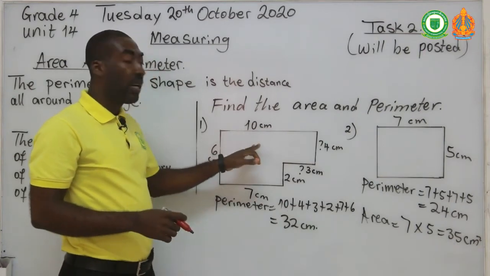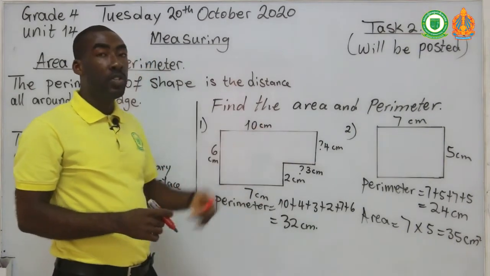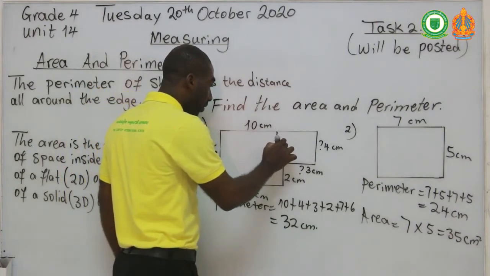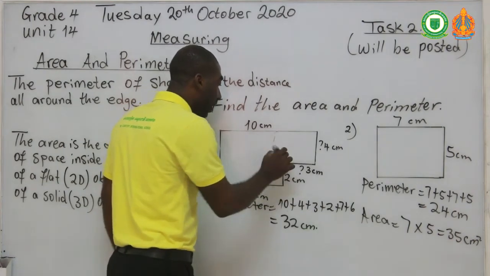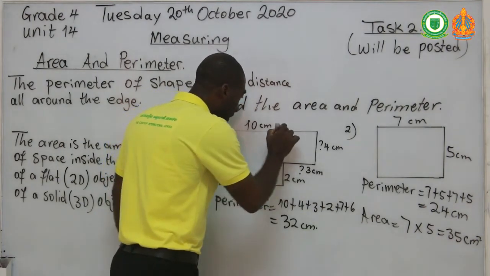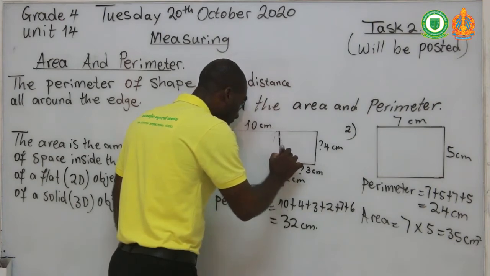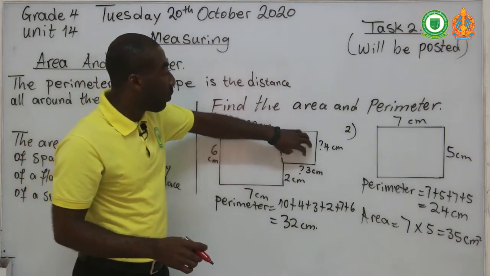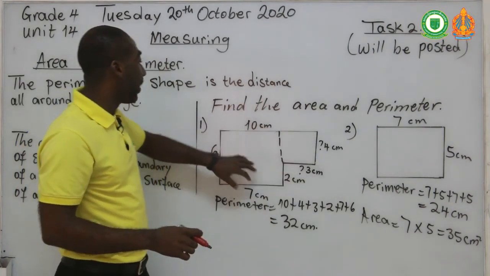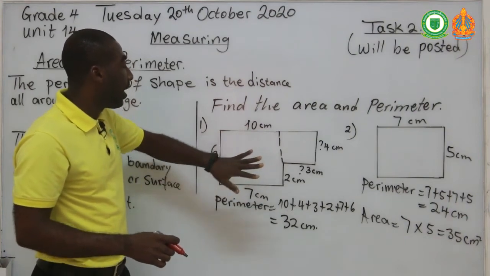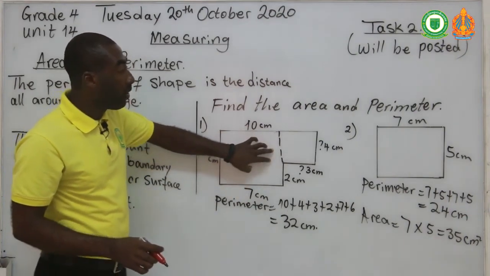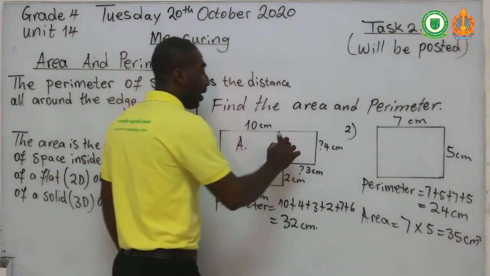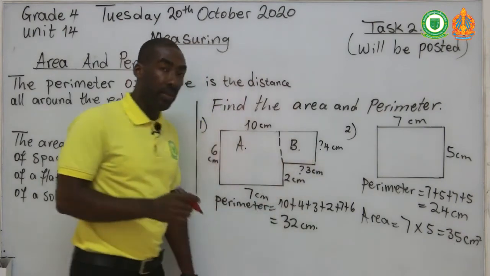Now to look for the area of this shape, what you need to do is close this side, okay? So we need to close here like that. When we close here, it means that we're going to have a small rectangle here, and then another shape over here. So we're going to have two shapes. We can name this shape A and then name here B.